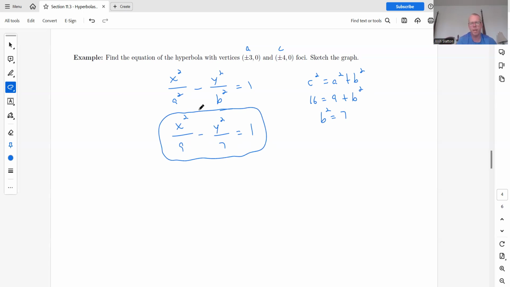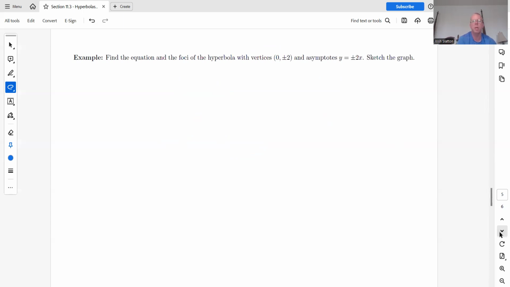We'll skip sketching the graph. Like I said in the first video, sketching the graph on these on WebDesigner is pretty easy, especially with the vertices given. So that makes it pretty easy to get. So we won't do those by hand because we don't need to learn that too much.